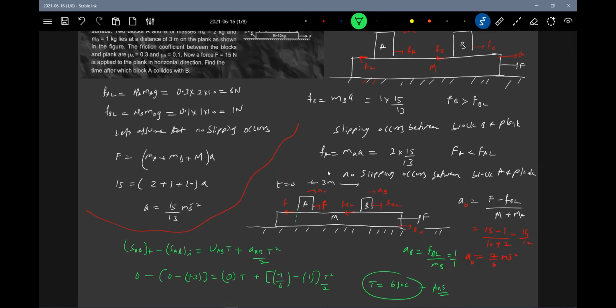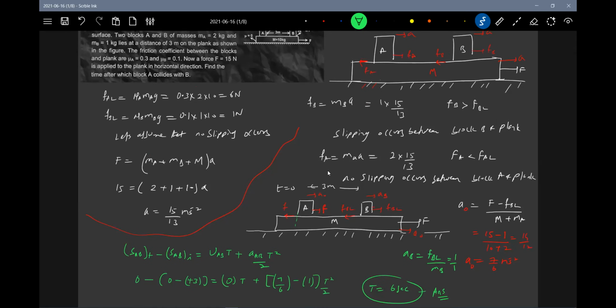Sir, once again, can you explain A0? Net force acting on the system is what? Like F minus FBL by MA plus MB, no? Because this will become internal to the block and plank.